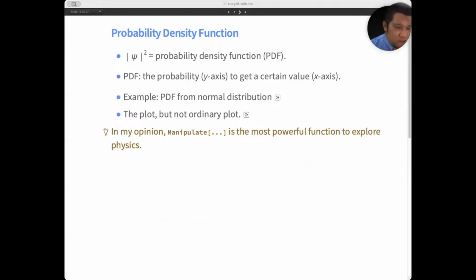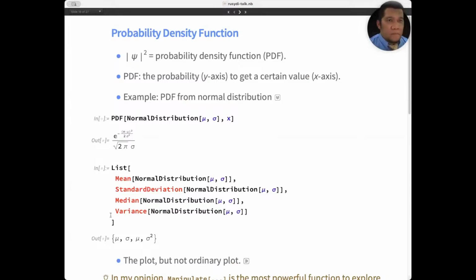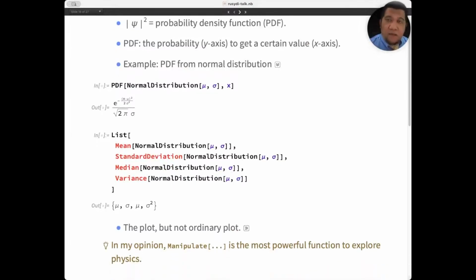The correct visualization requires statistic understanding. Quantum wave functions do not hold any physical meaning except for their square of magnitude. The square of magnitude of psi is probability density function, or PDF, which tell us the probability to get a certain value. For example, the most common PDF is the normal distribution. We can get the mathematical expression and all necessary statistical properties of the normal distribution as follows, which is colored in red. Wolfram Mathematica offers a way to explore the PDF on the fly using function Manipulate like this.